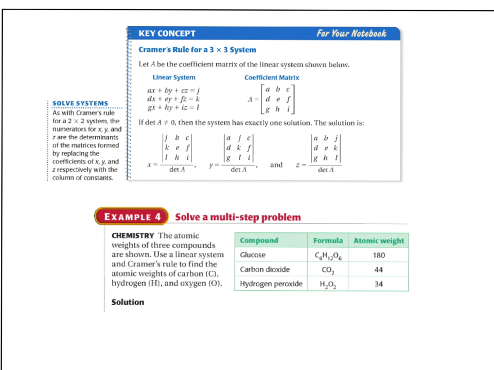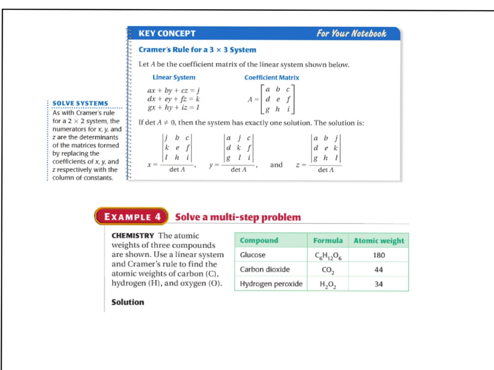Alright, let's look at Cramer's rule for a 3x3 system. Here I have a linear system, 3 variables and 3 unknowns. Notice the coefficient matrix is set up sort of the same way, except now you have coefficients of 3 variables. So here is my x column of coefficients, here is my y column of coefficients, and here is my z column of coefficients.